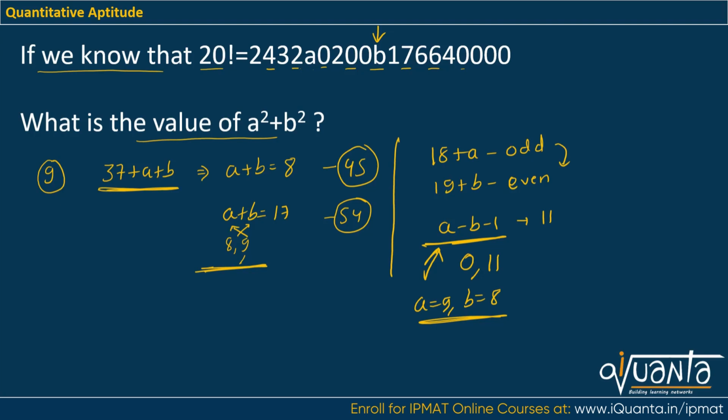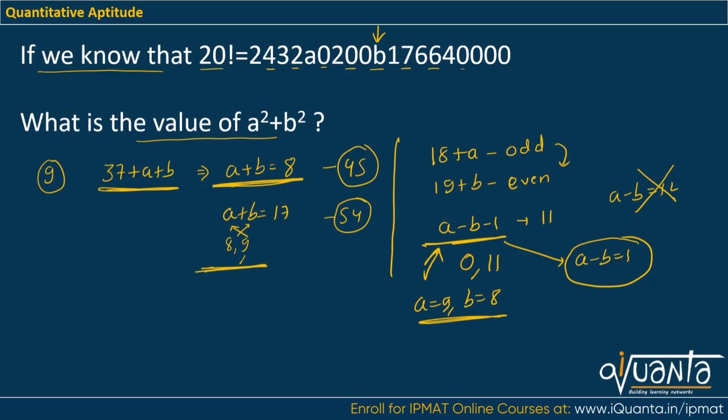I hope you understood this. I wanted a minus b minus 1 equal to 0, or a minus b equal to 1. 9 and 8, it is satisfying this. Or if you take a minus b minus 1 equal to 11, you should have a minus b equal to 12. But in that case, definitely one out of a or b will be a 2-digit number. So this is gone. Only the first equation is left.